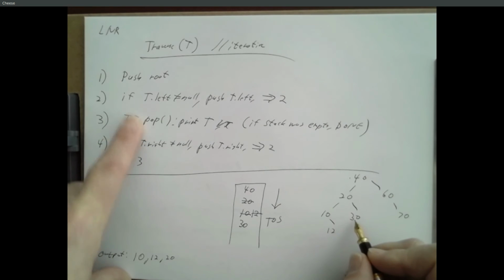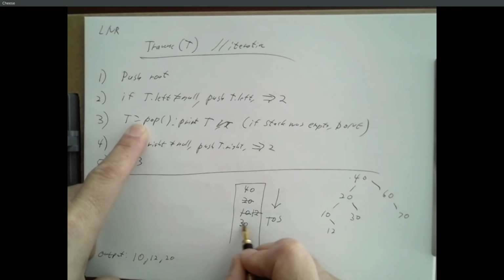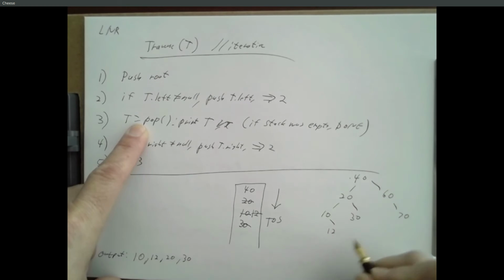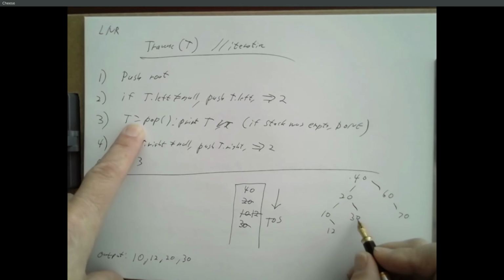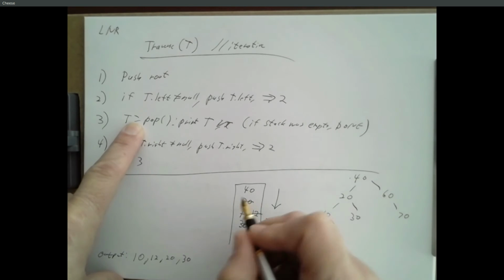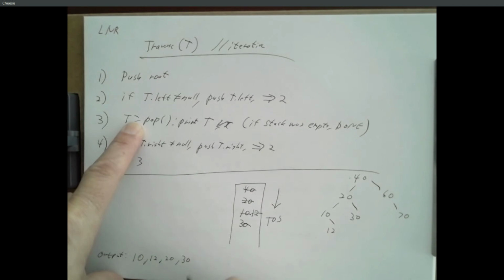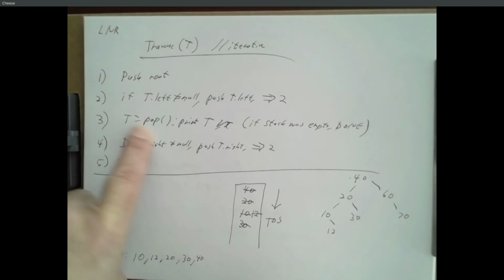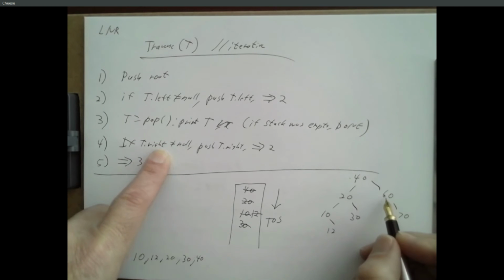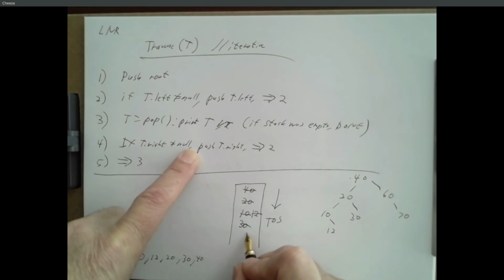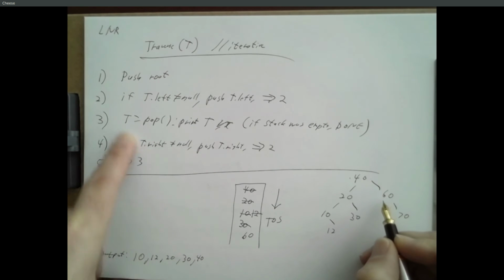There's nothing to the left of 30, so we pop off the top of the stack, and we print it. And if there's something to the right of 30, we would push it, but there's nothing, so we go back to step 3, which says pop again. Well, the only thing on the stack now is a 40, so we pop off the 40, we print it, and now we say, is there anything to the right? Yes, there is. There's a 60, so we're going to push the 60, go back to step 2.